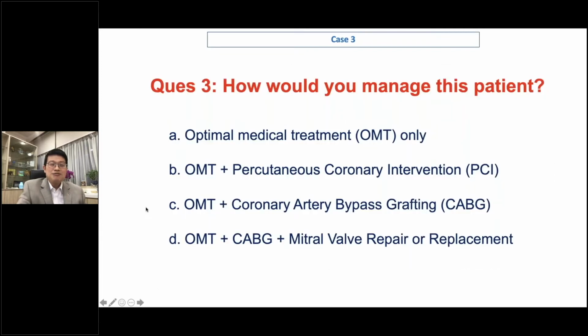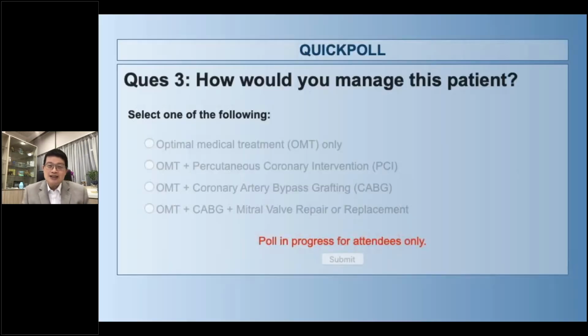So a question for you: how would you manage this patient? By medical treatment only, or by medical treatment plus PCI, or with CABG, or with CABG plus mitral valve repair or replacement?